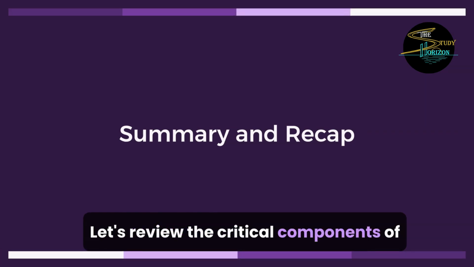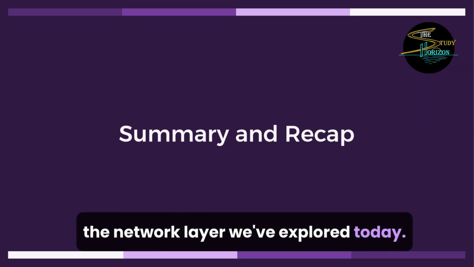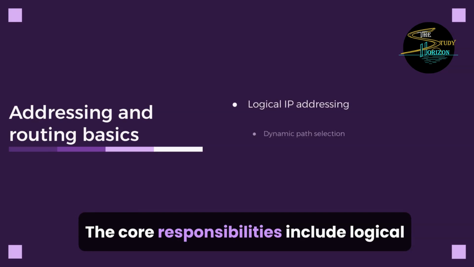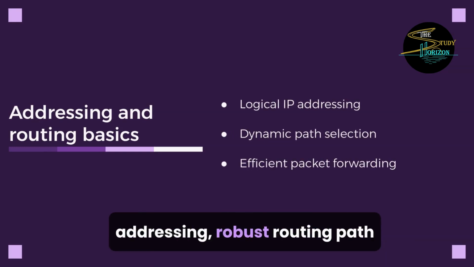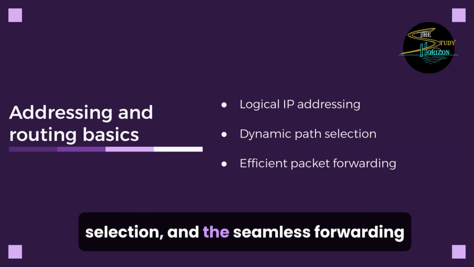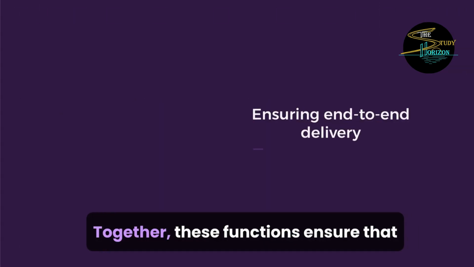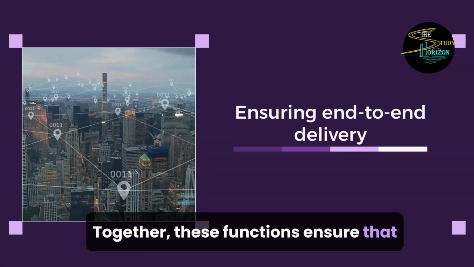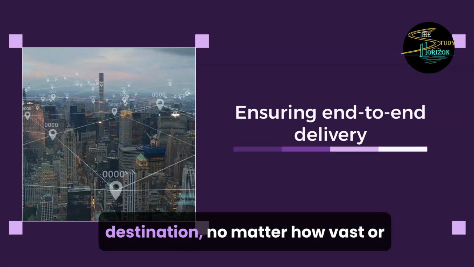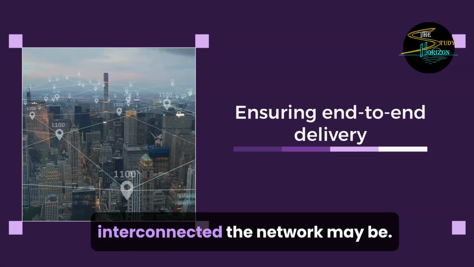Let's review the critical components of the network layer we've explored today. The core responsibilities include logical addressing, robust routing path selection, and the seamless forwarding of packets across complex network topologies. Together, these functions ensure that your data reaches the correct destination, no matter how vast or interconnected the network may be.